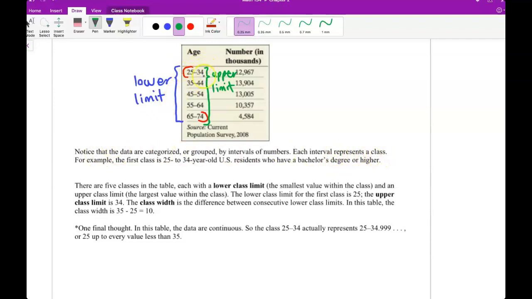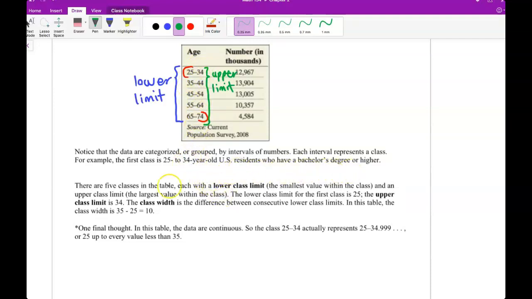So this is our interval based on continuous data, and that is our first class. So here we have 5 classes. We have 1, 2, 3, 4, 5 classes. The first class is 25 to 34-year-old. That is not exactly equal to 34. This is 34.9999, and it's very close to 35. That's why after that, here we have 35.